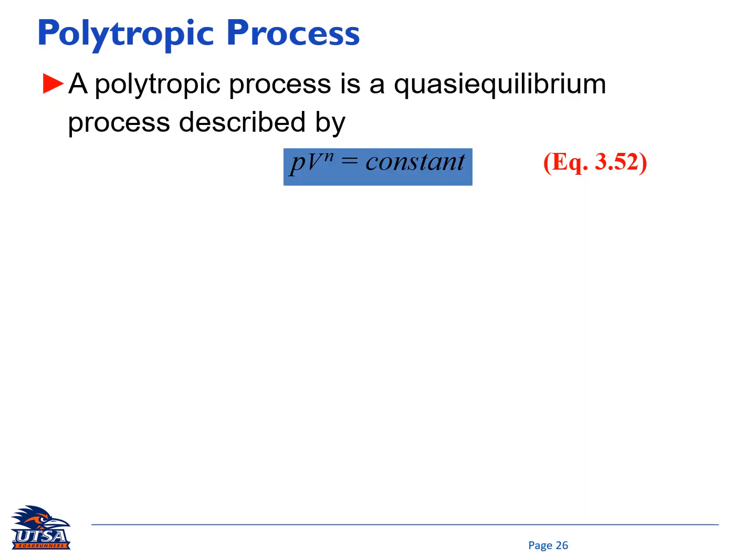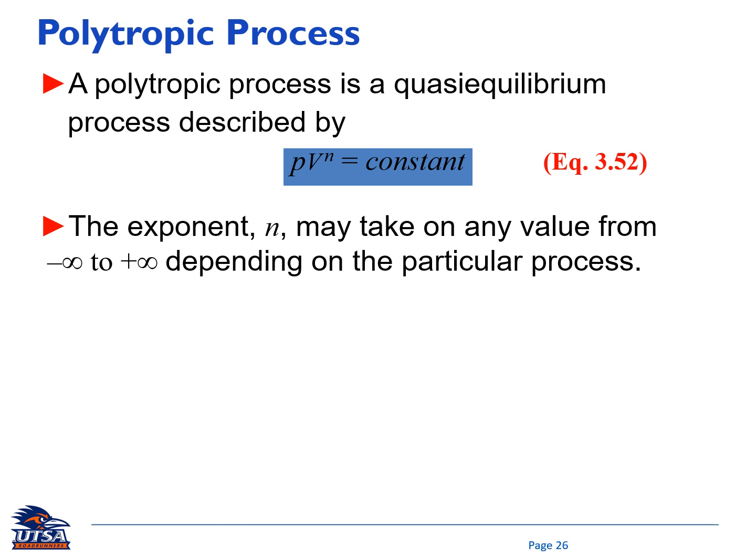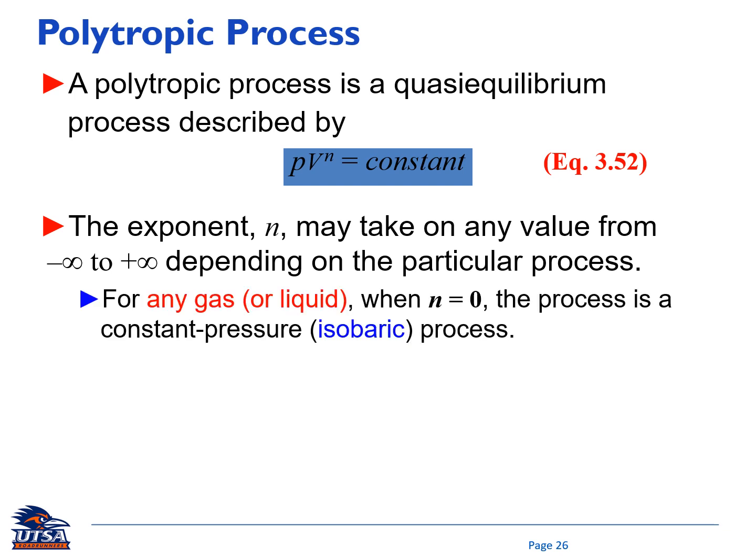Last topic for this chapter 3 is polytropic process. I already introduced this polytropic process in the previous chapter. A polytropic process is a quasi-equilibrium process described by equation 3.52: P times V to the power of n equals constant. The exponent n may take on any value from minus infinity to positive infinity, depending on the characteristic of the particular process.